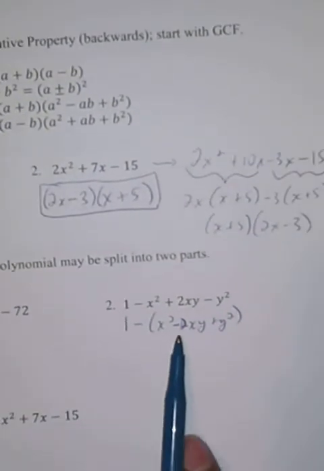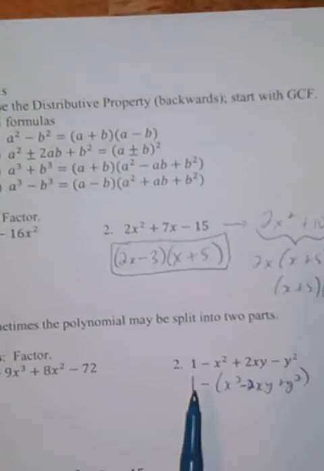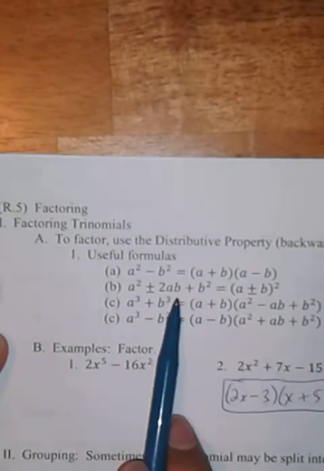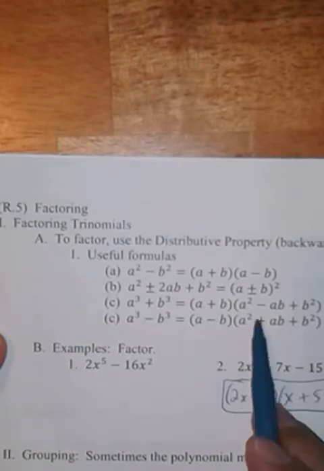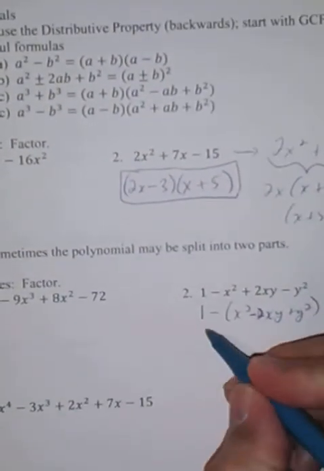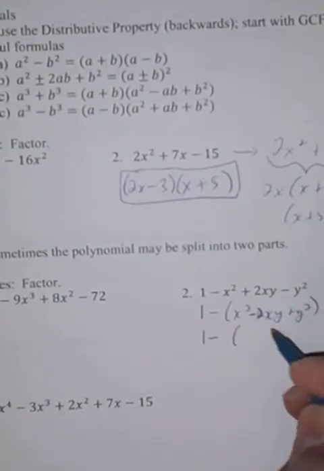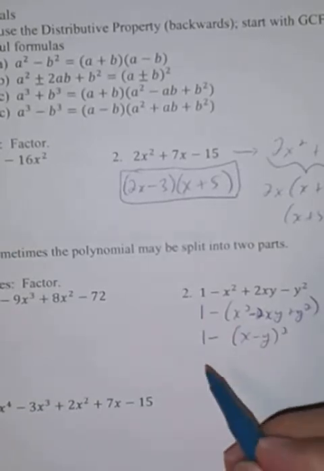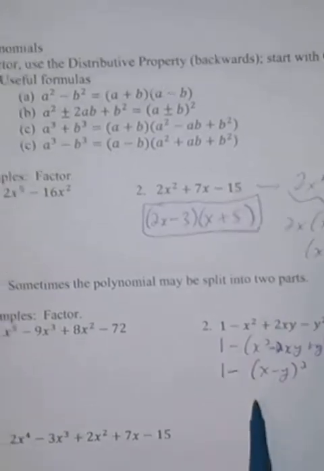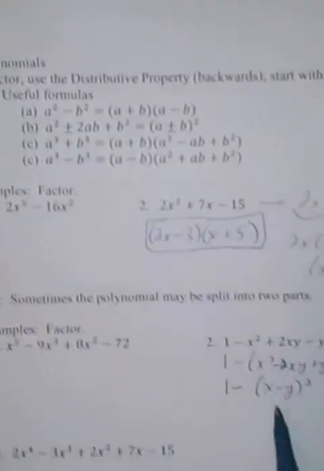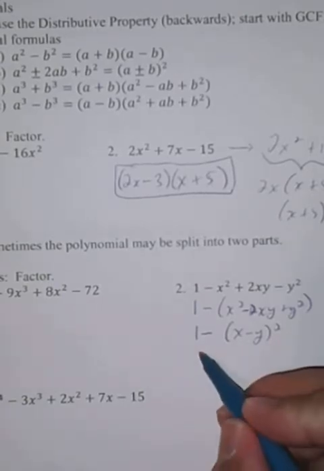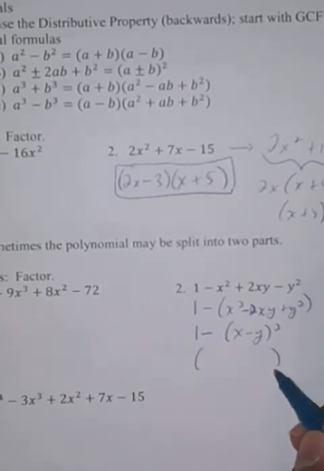So that now this part is in the form a squared plus 2ab plus b squared. I'm sorry, minus 2ab plus b squared, and so it factors into a minus b squared. So this will be 1 minus, and this will be x minus y squared. Okay, and then now this is in the form a squared minus b squared. Your a is a 1 and your b is an x minus y. So you're going to factor it into a plus b times a minus b.